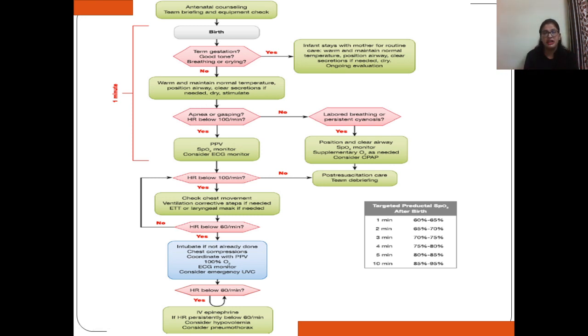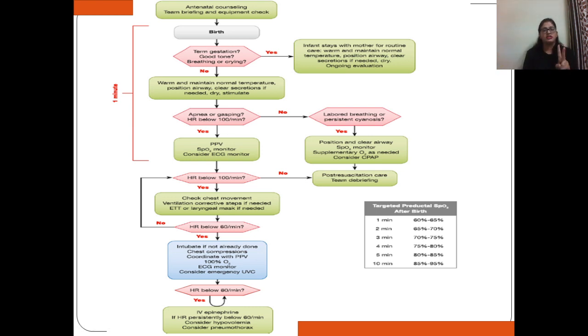Most of the kids, in fact, will respond to drying and stimulation and may initiate breathing if they are not breathing. And then soon after this, you have to assess whether the child is apneic or gasping, or if the heart rate is below 100 per minute.